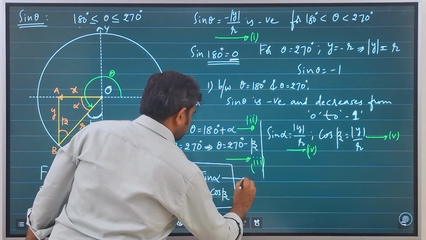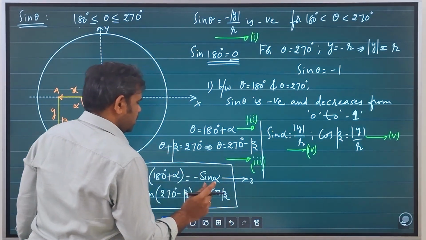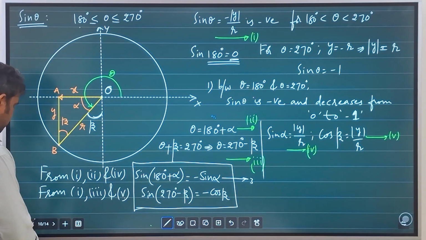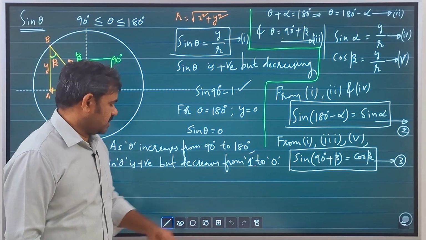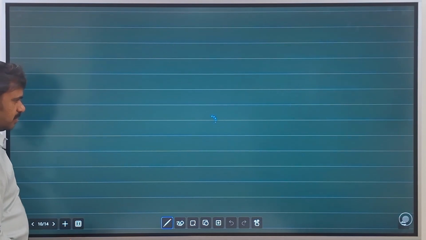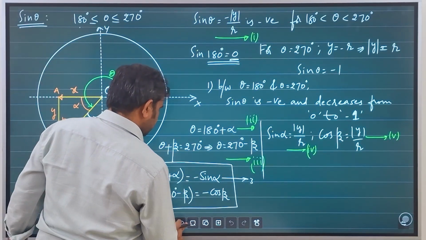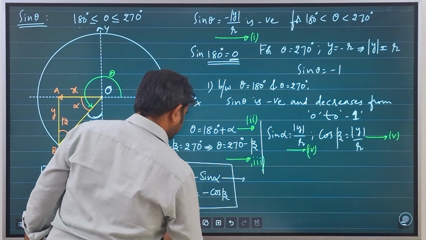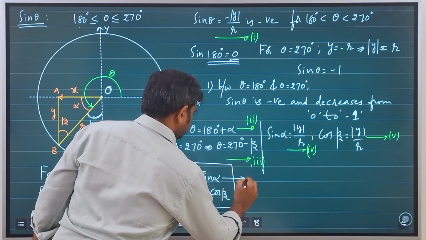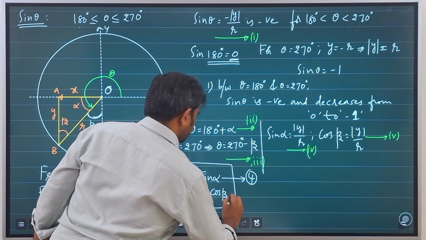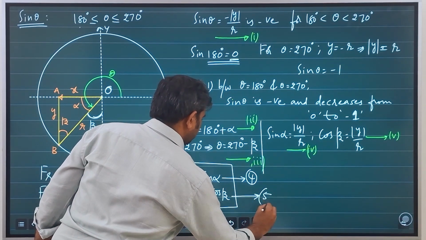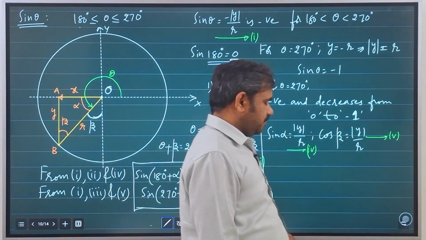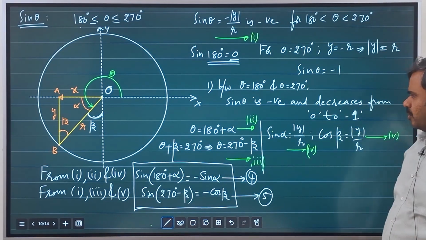So these are two other trigonometric identities. Look at the previous page. In the previous page, that is third equation. So here, this has to be fourth identity. This one is 5. So in the third quadrant, the conclusions that we have come to.